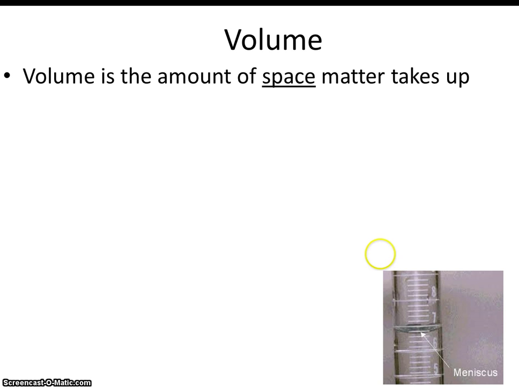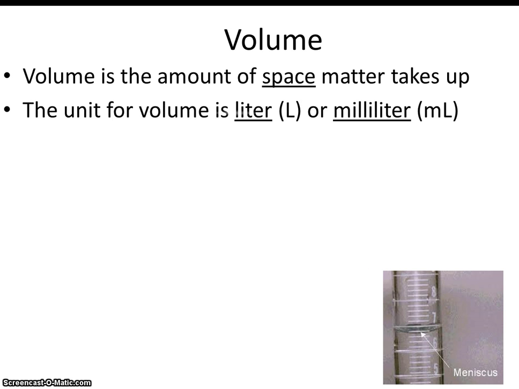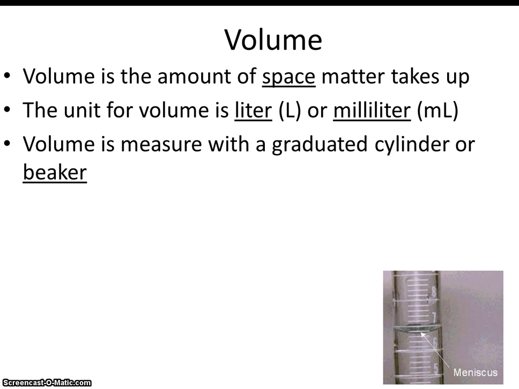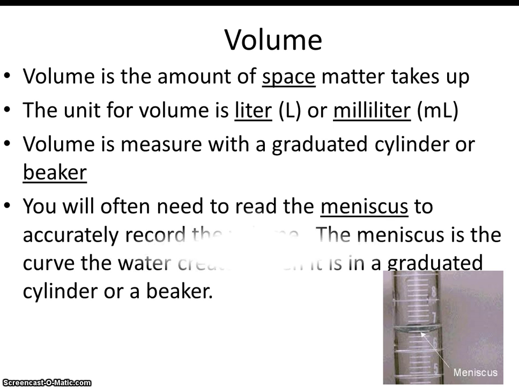Volume is the amount of space that the matter takes up. The unit for volume is liter or milliliter. Volume is measured with a graduated cylinder or a beaker. You will often need to read the meniscus, the curved line that water or any liquid creates when it's in a graduated cylinder or a beaker. This must be read at eye level with the graduated cylinder or beaker on a solid, flat surface.